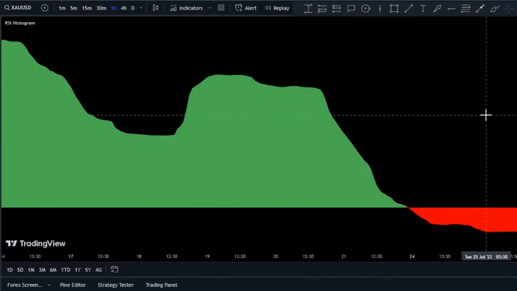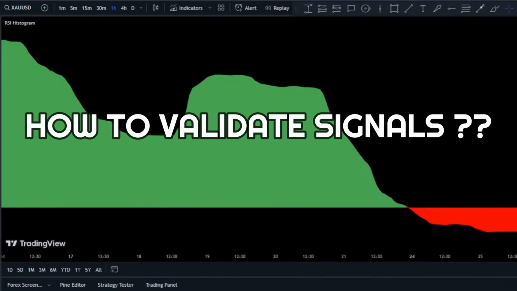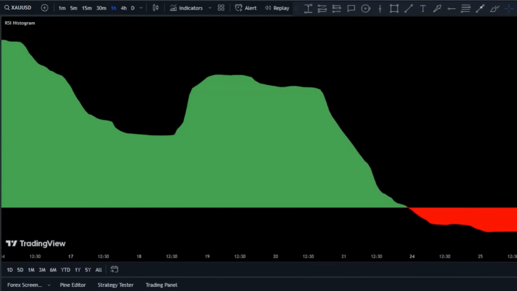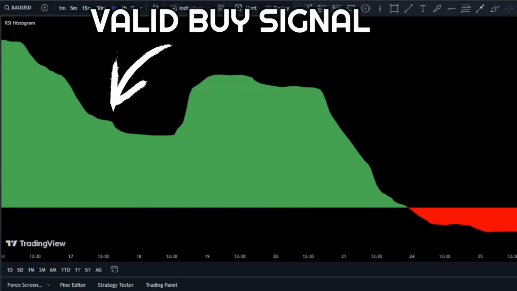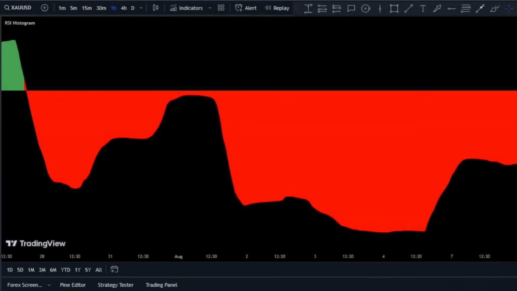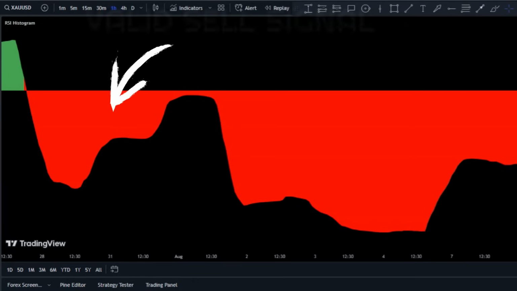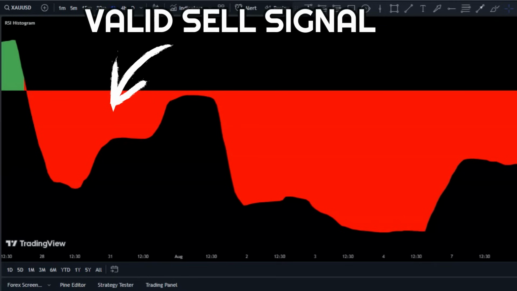Now that we have optimized the RSI histogram settings, we can use it to confirm the validity of trades. We will only consider a buy signal to be valid when the RSI histogram area is green and above the zero line at the same time as the L appears on the chart. Likewise, we will only take a sell signal if the RSI histogram area is red and below the zero line simultaneously with the S letter popping up.